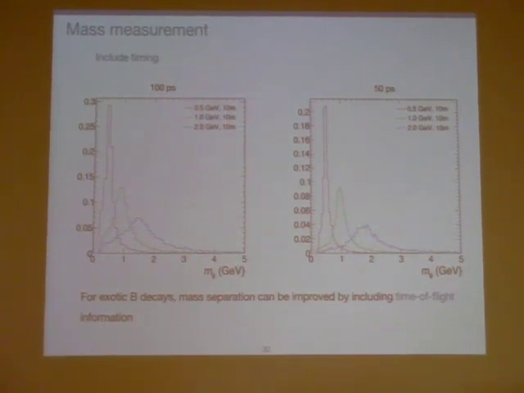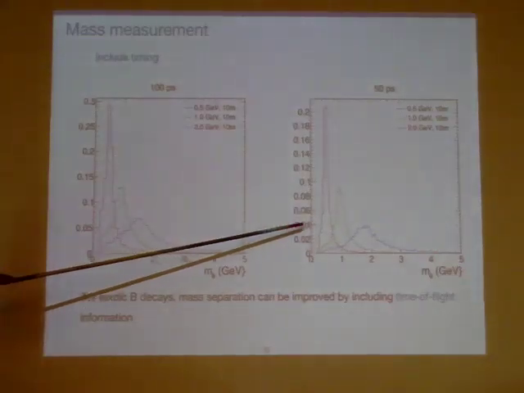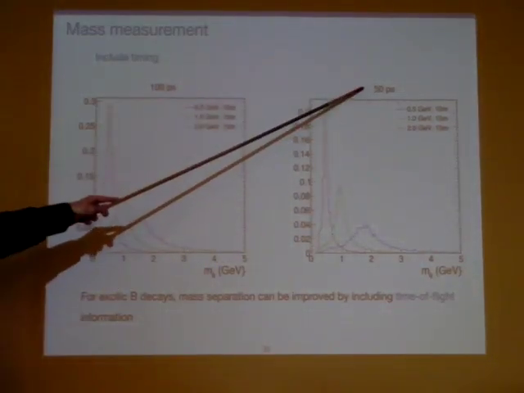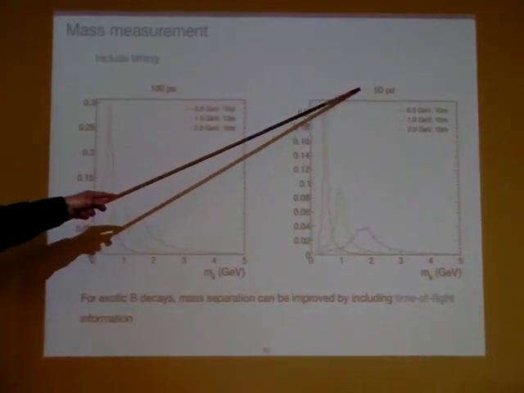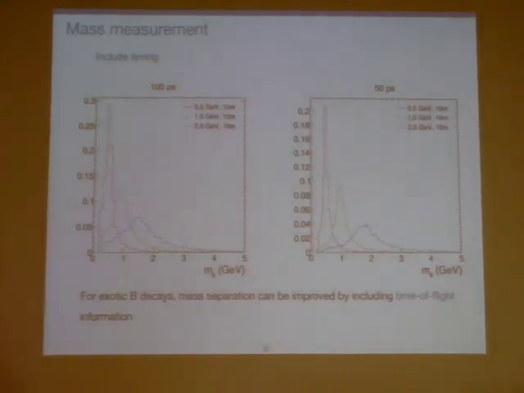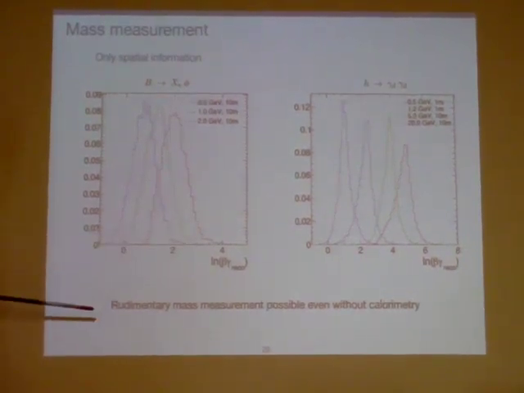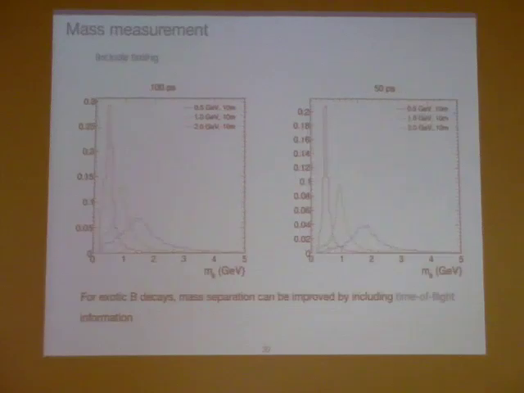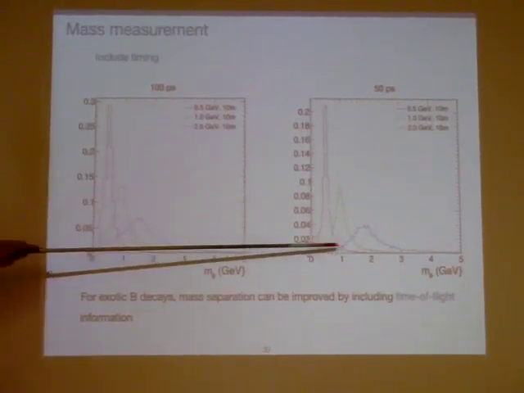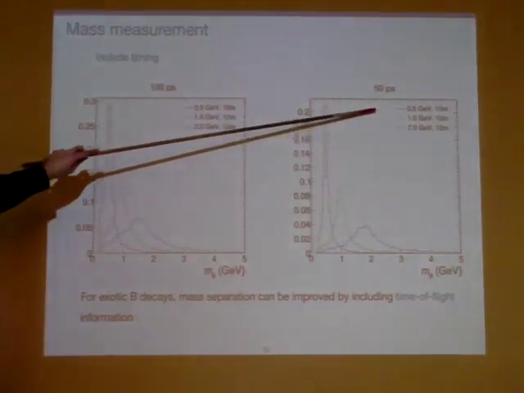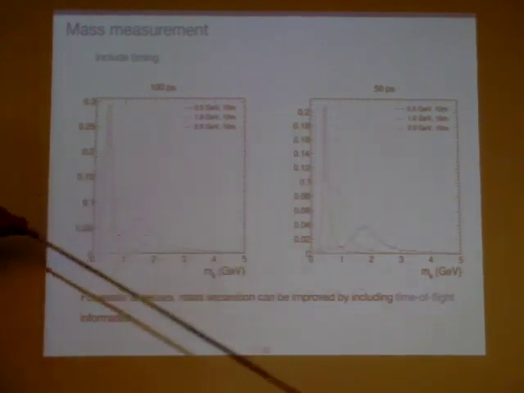Sorry, what am I supposed to look at here? Well, you're supposed to look at these peaks that are becoming more and more separated if I have a better timing resolution. Oh, I see. So this is for the B decay, where in the previous one, if you don't have timing, they're overlapping a lot, because they all come with roughly the same boost. But if you have timing, you have a bit better handle. So you can distinguish a half a GeV from a 2 GeV particle, for example.